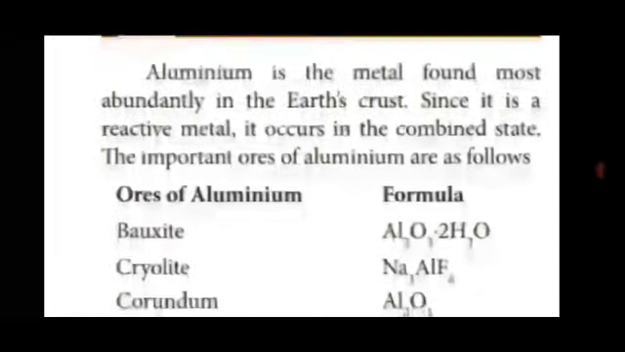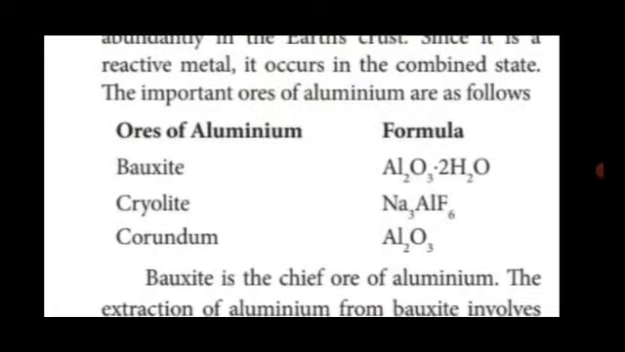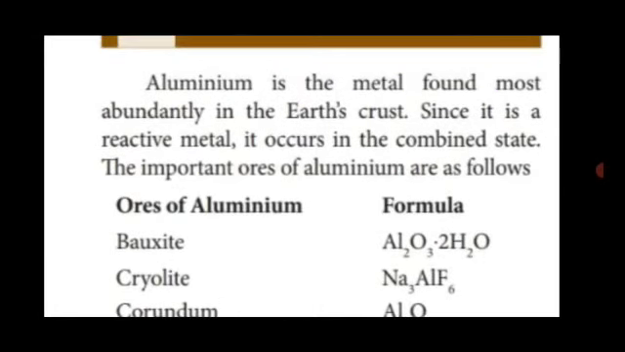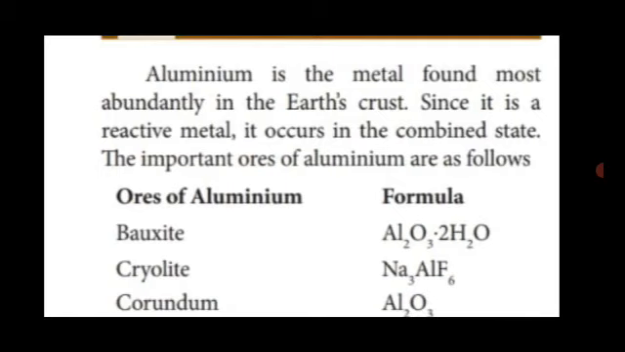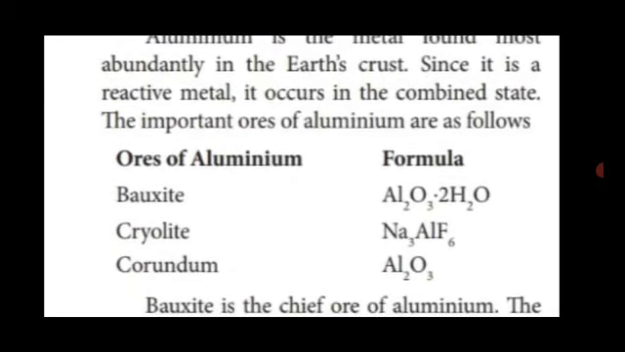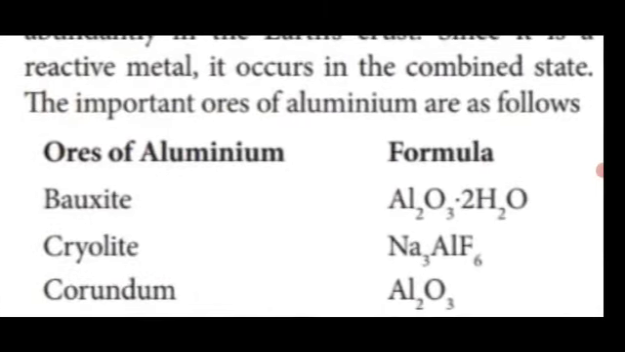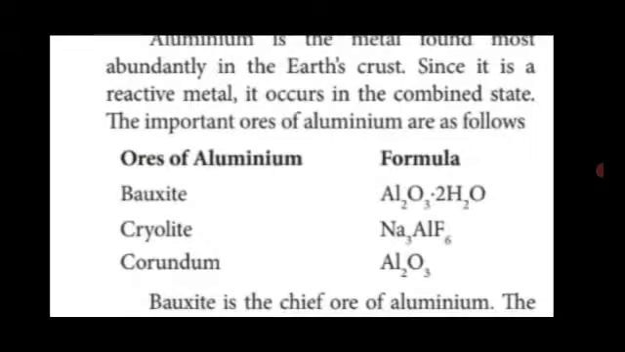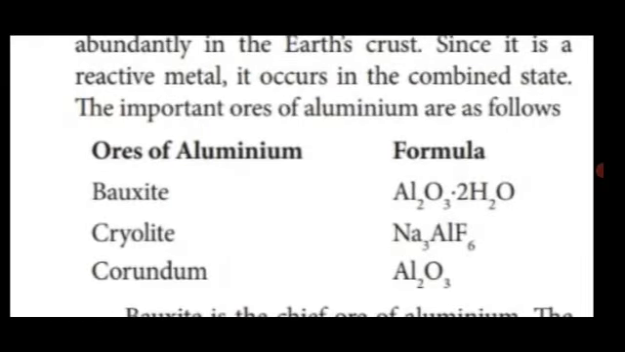The important ores of aluminium. There are 3 important ores of aluminium. First one, bauxite. Bauxite formula Al2O3.2H2O. The second ore of aluminium, cryolite. Cryolite formula Na3AlF6. The third ore of aluminium, corundum. Corundum formula Al2O3. These are the three ores of aluminium.